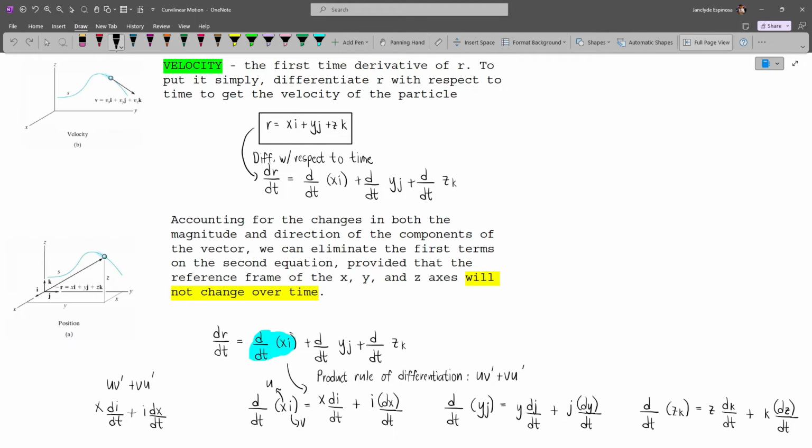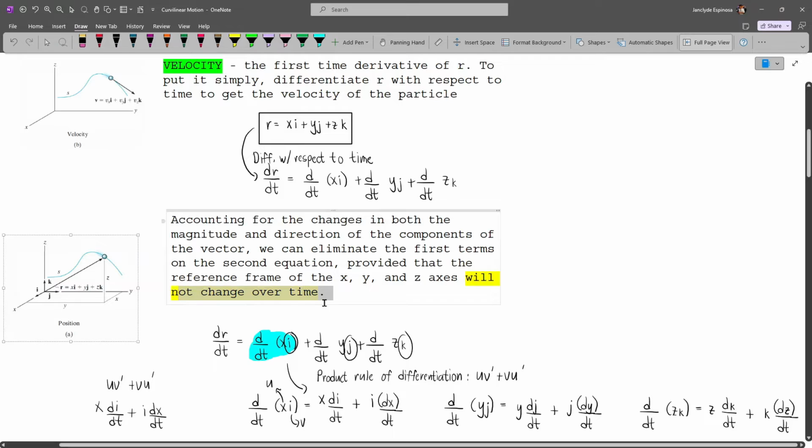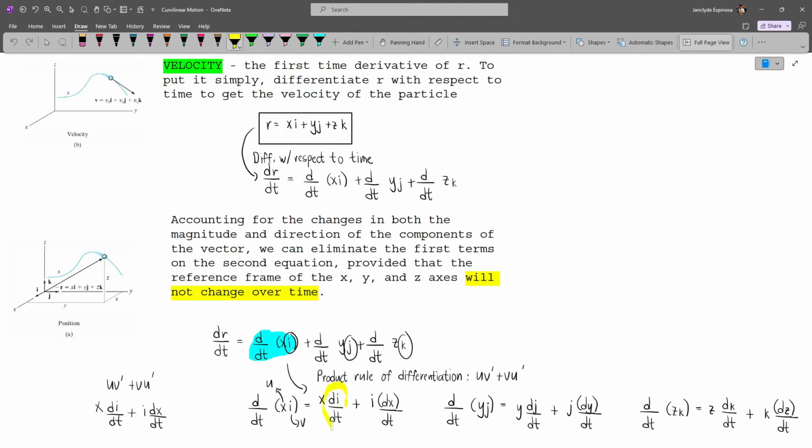However, if we now treat i, j, and k as constants, because they will not change over time, again, i, j, and k define the reference frame of the x, y, and z axes. So differentiating them, we'll get a value of 0, because if we differentiate a constant term, it will become 0. Therefore, in di over dt, since we are differentiating i, that will become 0. This will also be 0, because we are differentiating j. And this will also be 0 as well, because we are differentiating k. And so we are left with the following.